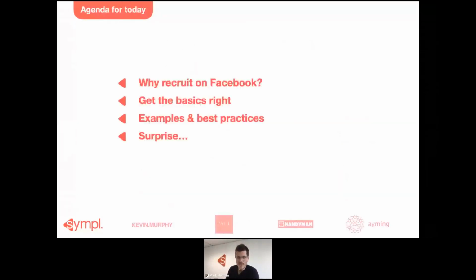So what's the agenda? Very briefly, I want to get everybody up to speed on why it's a good idea to recruit on Facebook. Then how to get your basics right, because choosing the right visual means also testing the right visual and making sure you have the right visual for that particular campaign. And that means you have to do a couple of setups to make sure you can track the right conclusions for your testing. We'll obviously give you some examples, some best practices, and there's a little surprise at the end.